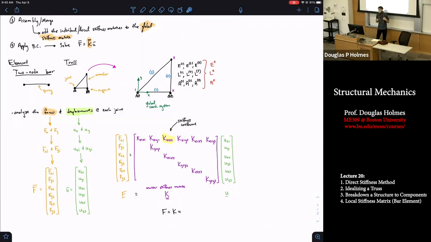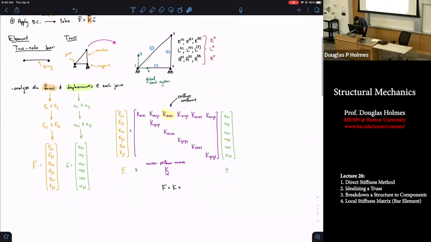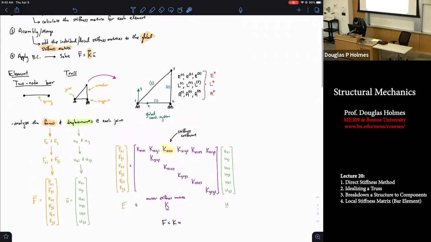What we're going to do next, as we break this structure apart into individual components, is introduce a local coordinate system for each element. And we're going to write those forces and displacements and stiffness components with a bar over the top of them. We're going to write the coordinate system not as X and Y, but as X bar and Y bar to denote that everything we're going to talk about next is going to be in a local coordinate system, one that is relative to the element that we're looking at. So let me show you what that means. So everything here is global. Everything here is talking about the structure. Now let me show you what it means when we look at breaking this thing down.